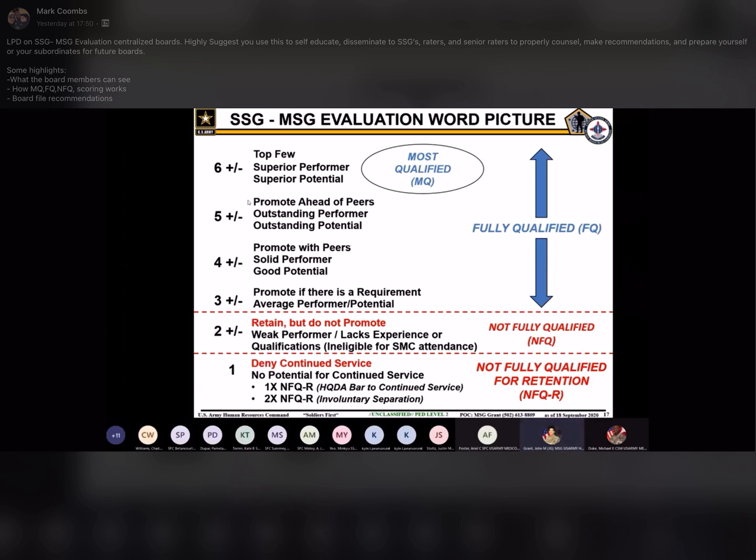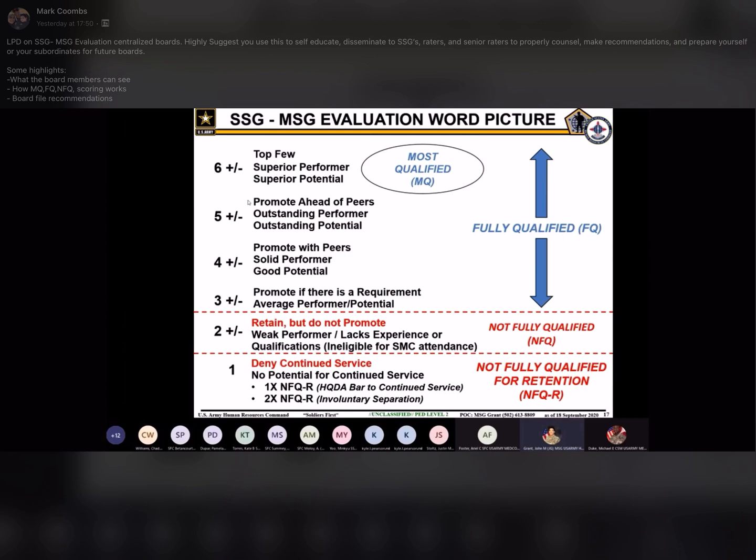But if you look under that, you see a 2. That dotted line is separating the fully qualified from the not fully qualified. So if a board member is scoring you a 2, they are basically saying you are not fully qualified for promotion. So you will still be on an OML. You'll still get an OML number.